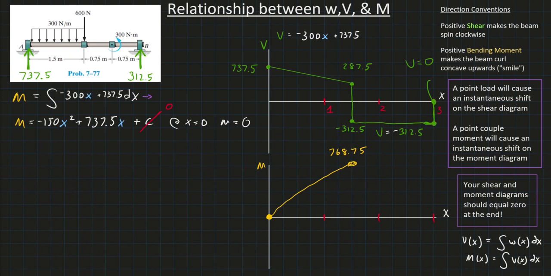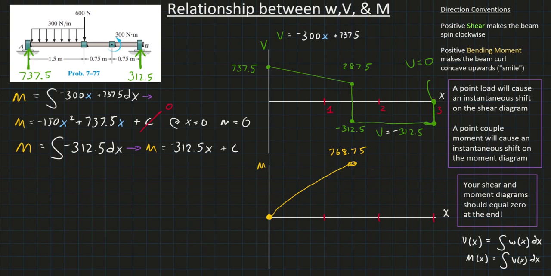So my new M equation that I'm about to develop is going to start from this same point, that same 768.75. So we can just keep moving on. My next V equation is this right here. So my new moment equation will be the antiderivative of this negative 312.5. And that's a pretty easy antiderivative.